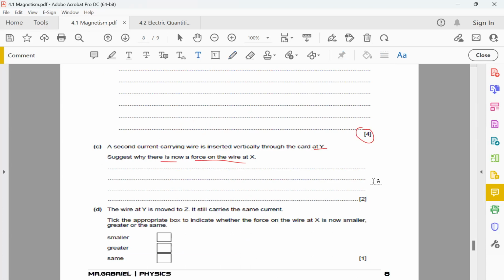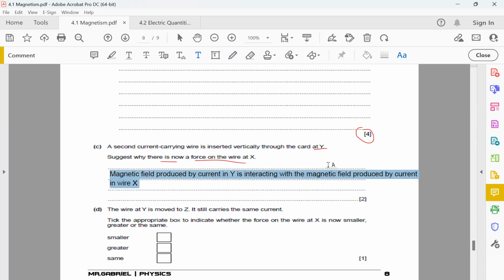You're supposed to say that the magnetic field produced by the current in Y is interacting with the magnetic field produced by the current in wire X. You need to understand that when there is current flowing in Y, it will generate its own magnetic field, and that magnetic field will interact with the magnetic field from X itself. And this is why they produce a force. It's basically either an attraction or repulsion force, depending on the direction of the current.